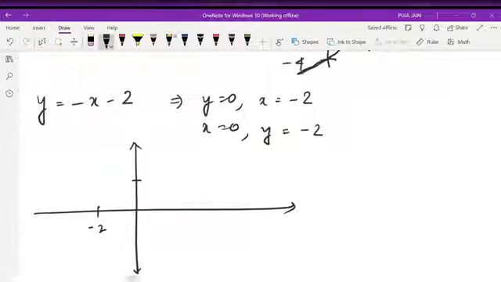This is minus 2. So when x equals 0, y equals minus 2. So basically we will join these two points. So this is our straight line. I hope you understood this.